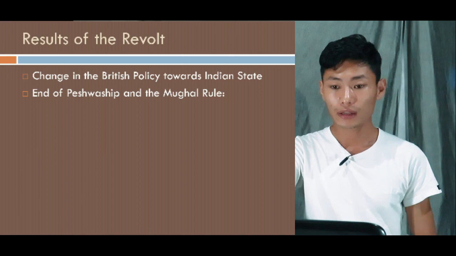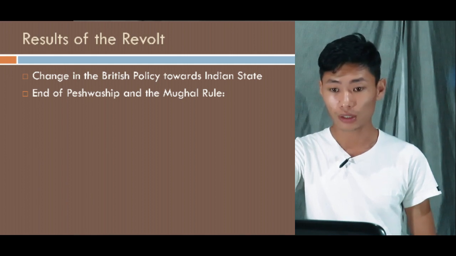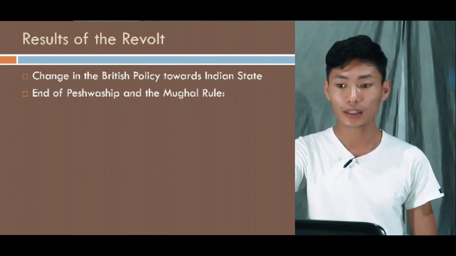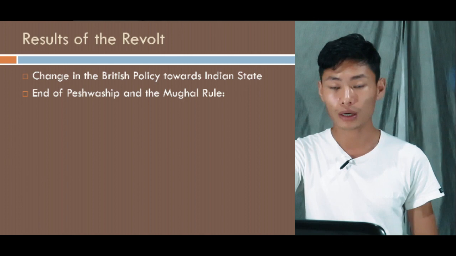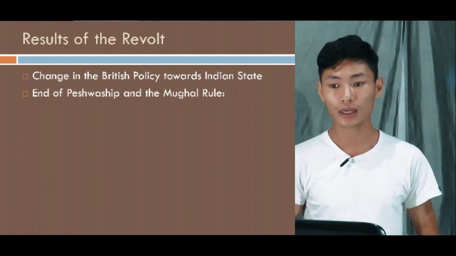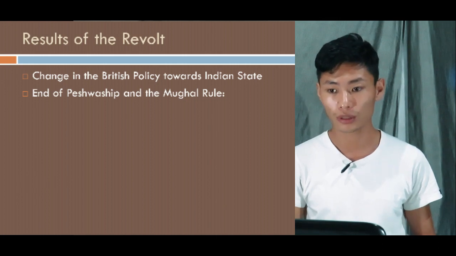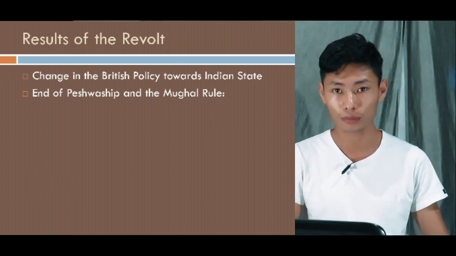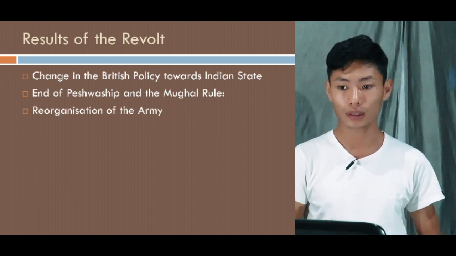So next we have the end of Peshwaship and the Mughal rule. Both Peshwaship and the Mughal rule came to an end in India. Nana Sahib ran away and the last Mughal ruler Bahadur Shah Zafar died in 1862. So with that, the great Mughal empire in India, which was started by Babur in 1526, came to an end.